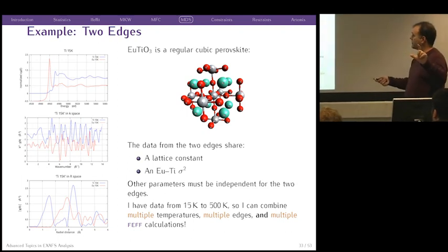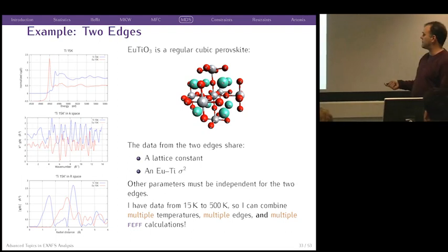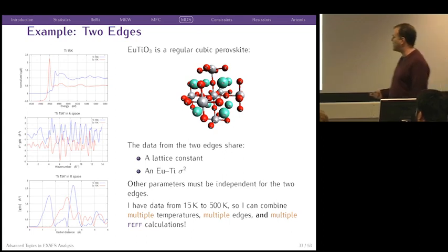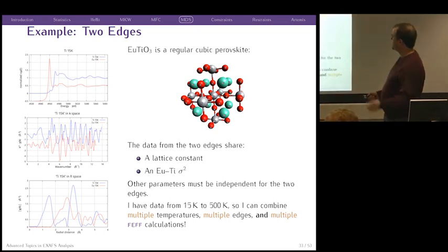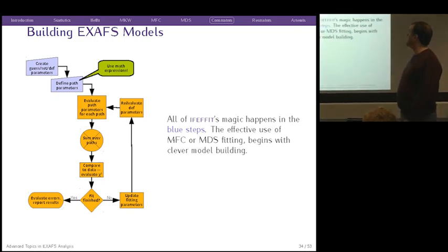And in this case, I had data over a range of temperatures. So I have multiple temperatures. I have 2 edges. I have to do 2 Pfeff calculations, one for the titanium center, one for the europium center. So I get to throw a lot of tricks at this problem. I get to do multiple Pfeff calculations and multiple data set fitting, and you can actually go and really nail down that problem. So, okay, we're almost at the end here.